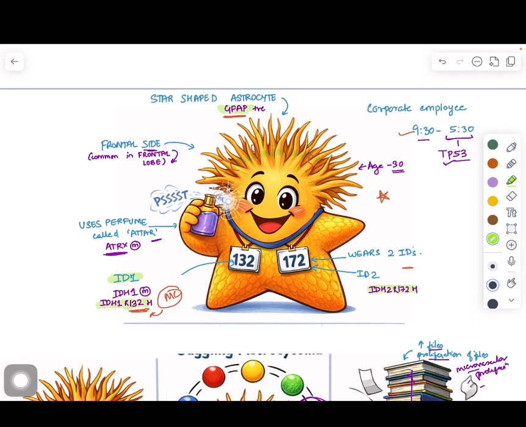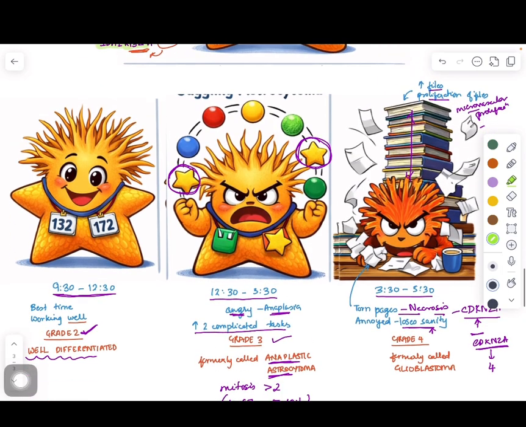This is a corporate employee, so he is wearing perfume, and that will help us remember the ATRX mutation. The corporate employee is 30 years old, so the common age group is 30 years here. It's facing you, so the frontal lobe is the most common location. And the corporate employee works from 9:30 to 5:30, so 5:30 is going to help you remember TP53 mutation. The astrocytoma has 3 phases, just like a corporate employee.